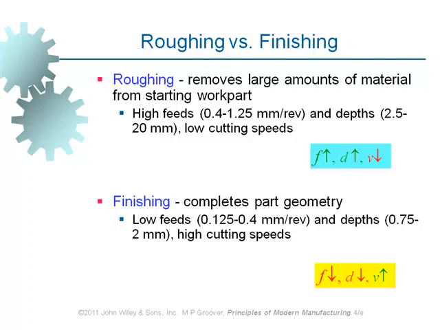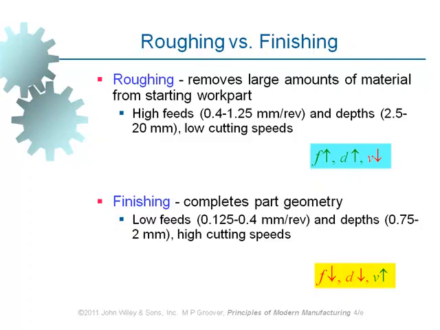A lower feed rate and also a low depth of cut gives us a better surface finish. And as a consequence, we can increase the cutting speed, because when F and D are low, it means that we are not utilizing the power available. So we can increase V instead.